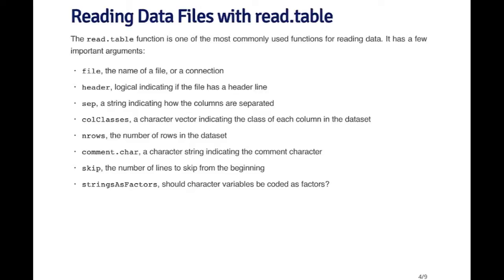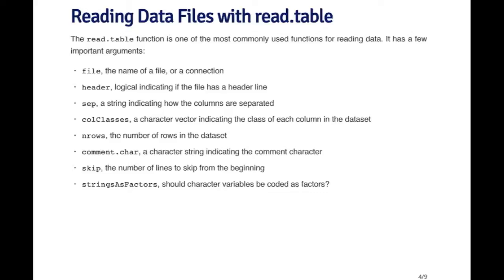The read.table function is the most commonly used function for reading data into R. It's important that you know how the arguments work, what the arguments are, and understand what they mean. The first argument is pretty obvious. It's the name of a file or the name of a connection, which we'll get to a little bit later. Usually you're going to give this a file name. It's going to be a string, and it's going to be a path to a certain file on your computer.